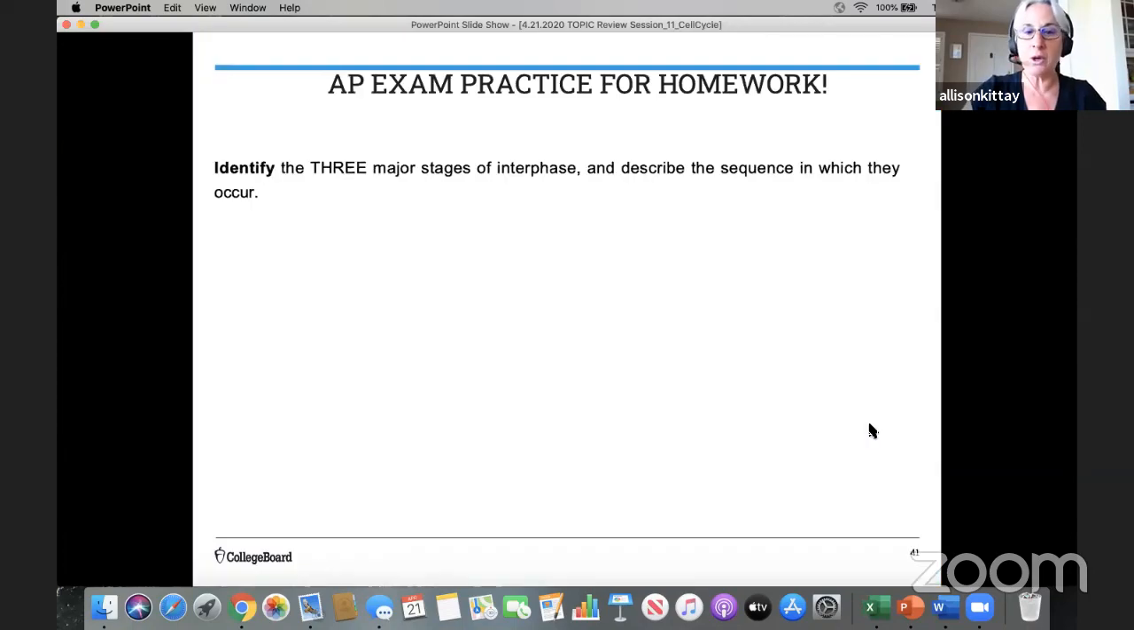Okay. All right, so some practice. This is homework tonight. It's pretty easy breezy because I don't want to spend a whole lot of time with the warm up tomorrow, because tomorrow we're going to be doing meiosis and we have a lot to talk about there. So I'm just asking you to identify the three major stages of interphase, describe the sequence in which they occur, and you should be thinking about what happens in each of those. And if you wanted to get fancy, you could even talk about where those checkpoints occur in interphase. Okay, so that's homework due tomorrow.